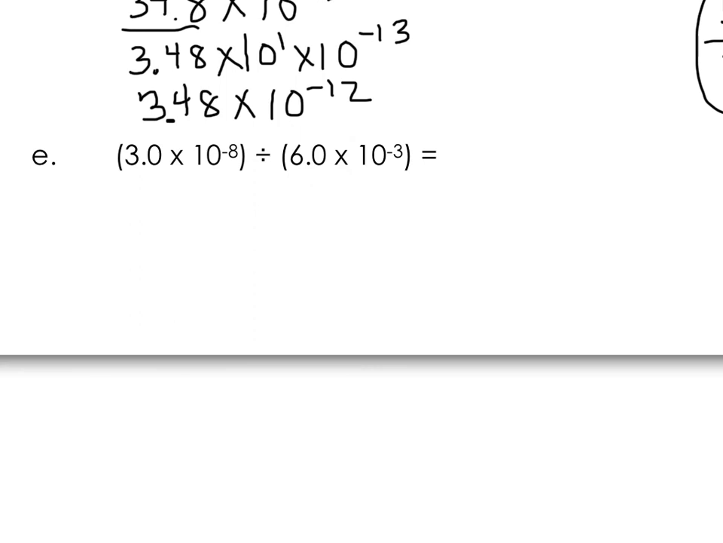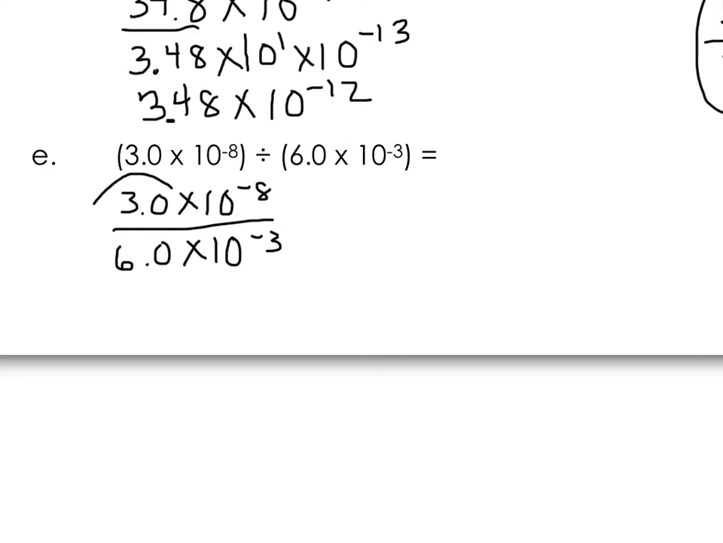Last example. Once again, I'd prefer to write this as a fraction. So 3.0 times 10 to the negative 8 divided by 6.0 times 10 to the negative 3. What's 3.0 divided by 6? That's 1/2, which is 0.5. 10 to the negative 8 over 10 to the negative 3, you need to subtract those exponents. What is negative 8 minus a negative 3? That's negative 8 plus 3, that's negative 5.